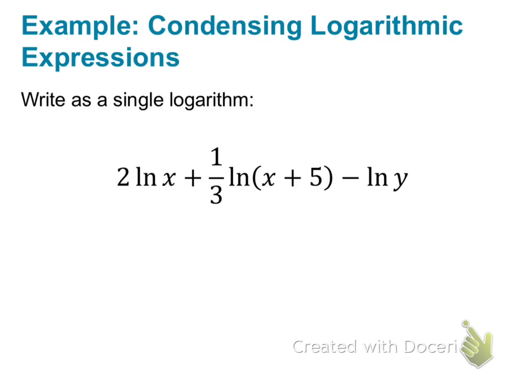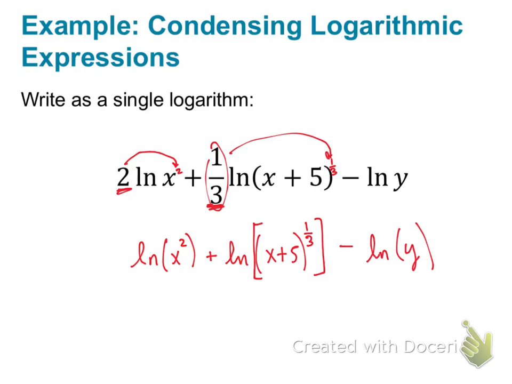Before we can use the product rule or quotient rule, we have to make sure that there's no coefficients in front of the logarithm. The first logarithmic expression has a coefficient, so we can move that inside as an exponent. The second logarithmic expression also has a coefficient, so we can move that inside as an exponent. The last logarithmic expression does not have a coefficient other than 1, so we don't need to do anything with that.